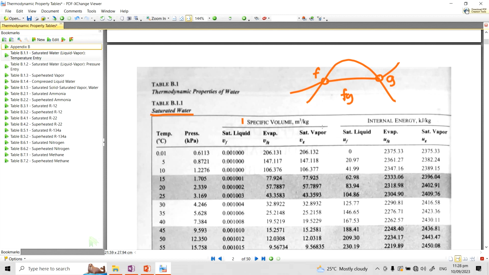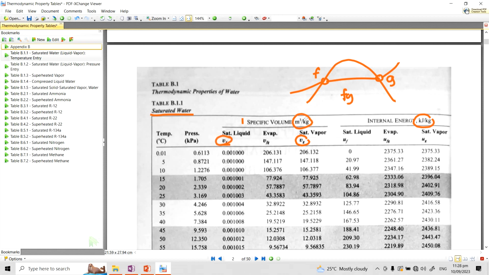We have specific volume in cubic meter per kilogram, and then internal energy in kilojoules per kilogram. And for each of these properties, we have V sub F, let's say specific volume at F. That means that's the specific volume at point F. And then at point G, that means the specific volume at that saturated vapor point.